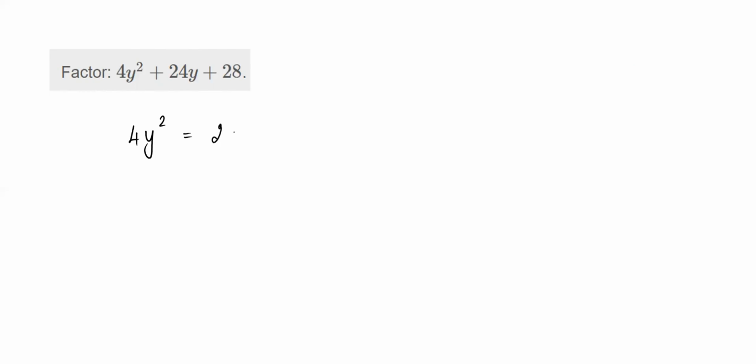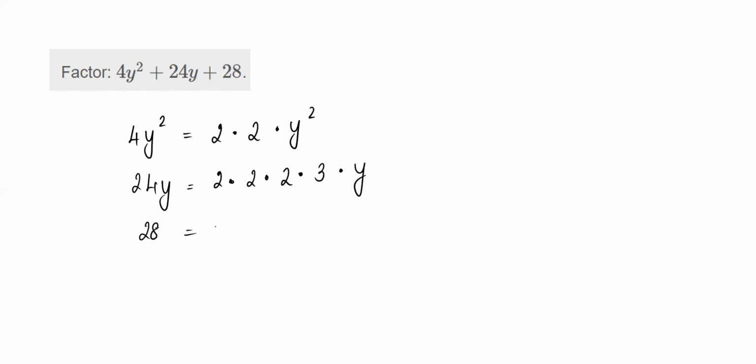All right, so we have 2 times 2 times y squared. 24y. 24, we did that previously, right? We got 2 times 2 times 2 times a 3 times y. And then 28. 28 is, again, you could do it right here. 28 is 7 and 4. 7 is already prime, so 4 can be split as 2 and 2. So 2 times 2 times 7 is what we have. There was no y in it, so y is not common to all three.